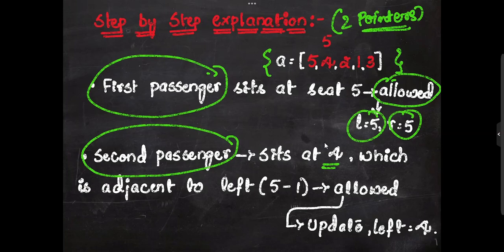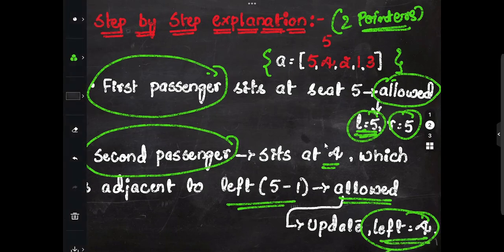Second passenger sits at 4, which is adjacent to the left of 5, that is 5 minus 1. You can clearly see the second passenger is sitting at 4, so this is also allowed. We will update the left to 4, and the right will remain the same, 5 itself. I hope this part is completely clear and easy to understand.